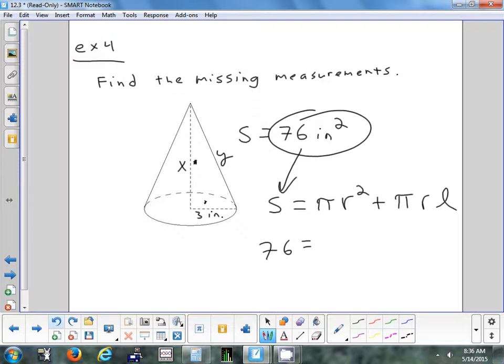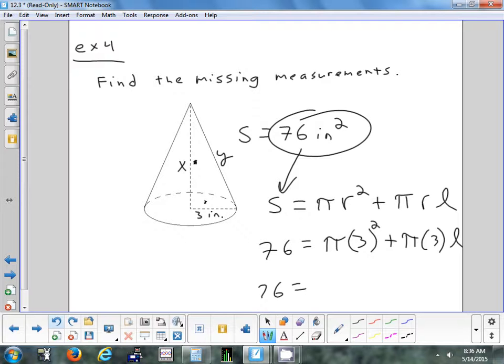Okay, pi. For now, we can leave it as pi. Eventually, if we're going to solve it, we have to round it off. I'll leave it as pi in this step. Okay, what's my radius? Yeah? 3. Okay. So my radius is 3, plus pi times my radius times my slant height. So there's only one thing I don't know in that whole equation. Slant height.